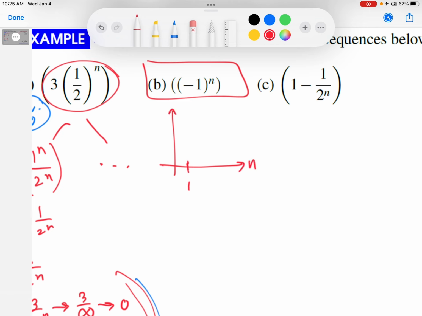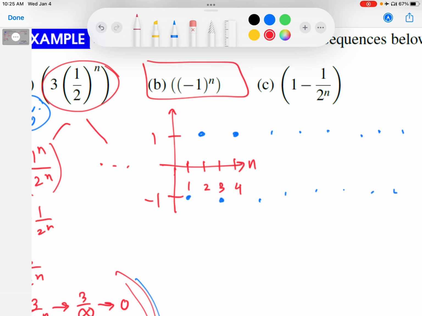So if n is 1, I get -1. So there's the first term. If n is 2, I get (-1) squared, so that jumps up to 1. And then n equals 3, (-1) cubed, so that's negative. And then n equals 4, you can see where this is going. (-1) to the 4th, that's positive. So this sequence is literally just doing this, to the end of time, because it goes off to infinity.